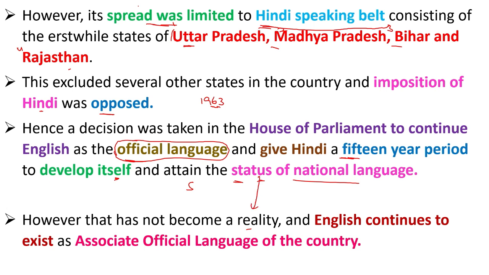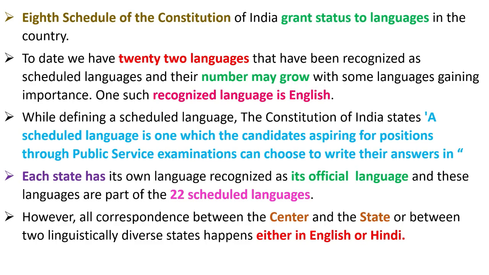And because of this, English continues to exist and it became an associate official language of the country. So here, the English language became an associate official language of the country. So we are using English only as the official language.